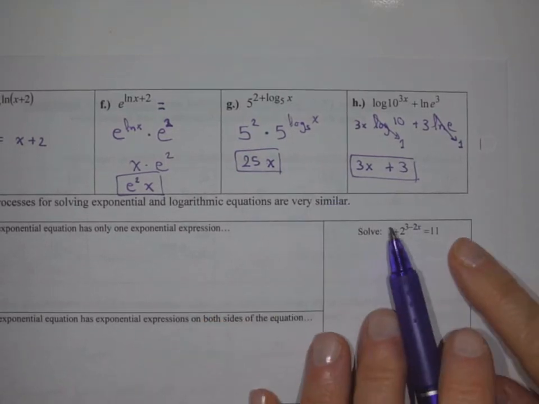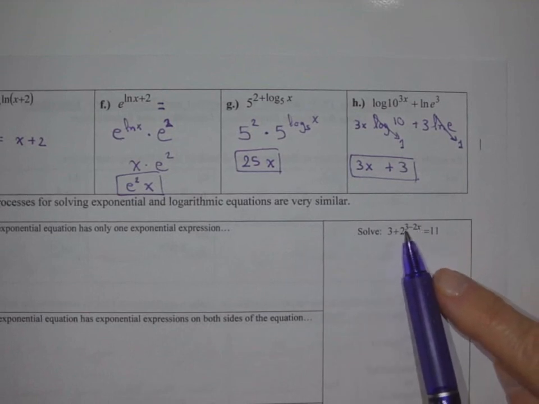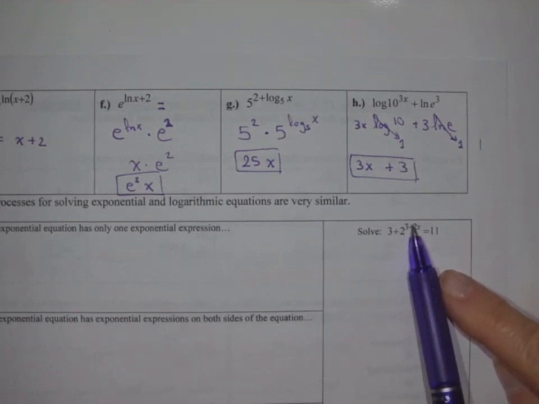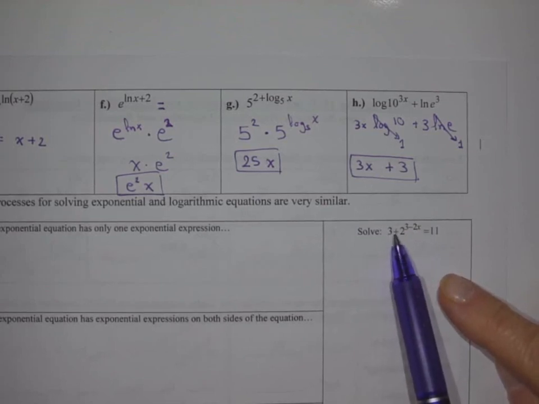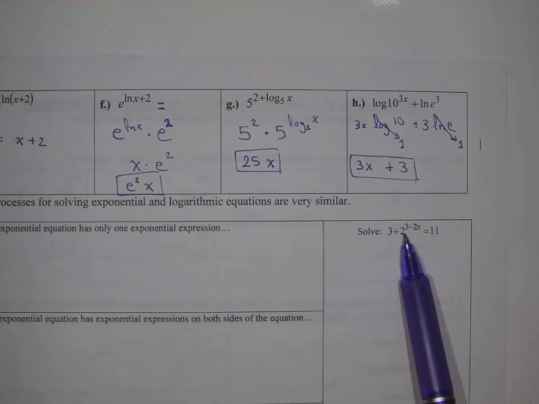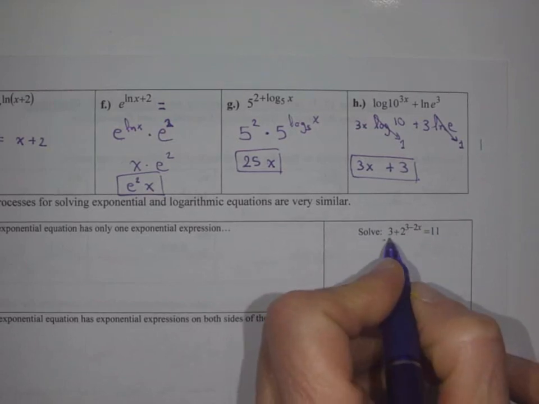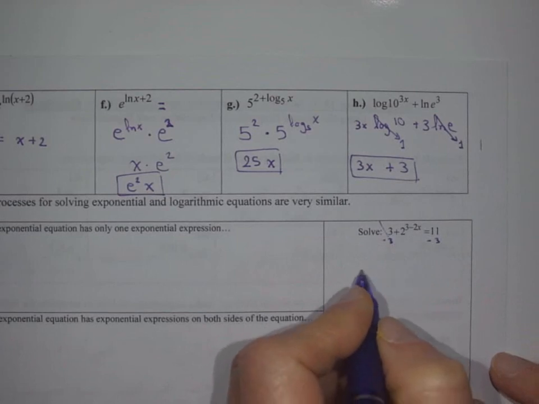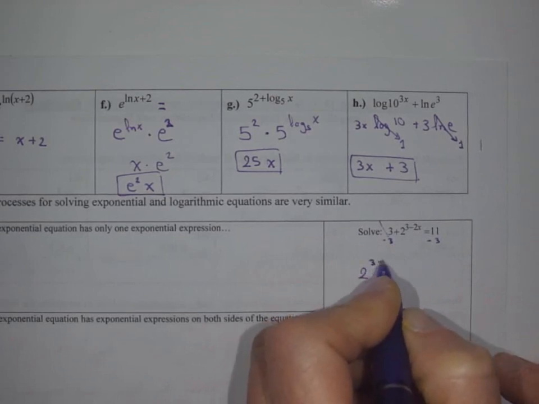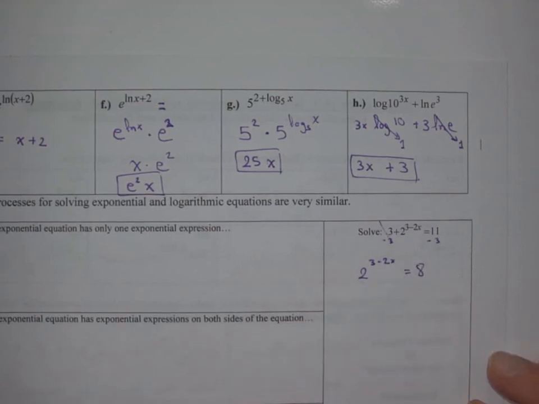Okay, here we go. We're going to solve this equation. Now, before I can do anything with that 2 to a power, that exponential expression here, I need to get rid of that 3, right? Because that 3 is not part of anything. It's not in a log, and it's not in the exponent either. So I'm going to subtract 3 from both sides, just like you did in algebra 1, and then you're left with 2 to the 3 minus 2x equals 11 minus 3, well, that will be 8, right?